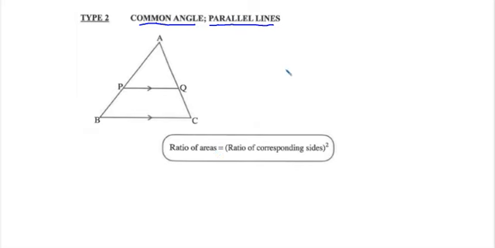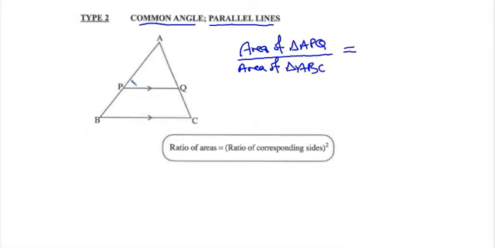So we are saying here for these two, area of triangle APQ over area of triangle ABC should be equal to what, right? The ratios of the areas is equal to the ratios of the corresponding sides squared, right?